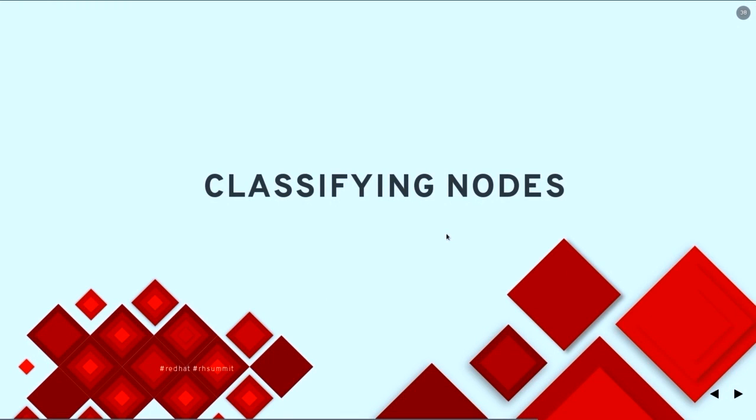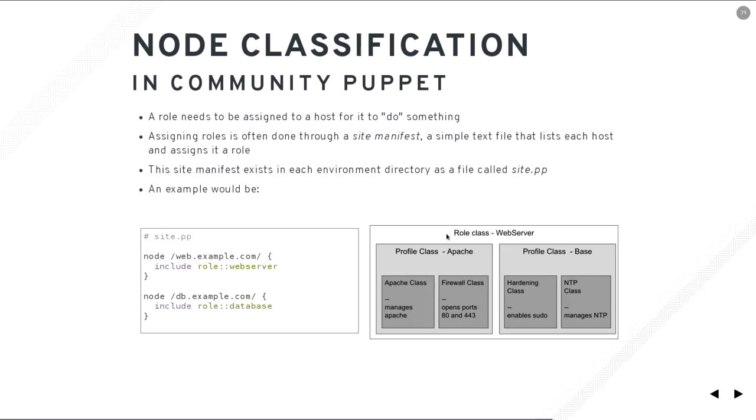So the final one, and this is not a long story for Satellite, but it needs to be mentioned for community Puppet, I think, is how do I attach that role that I defined to a system? Because a role by itself doesn't mean anything. It needs to be applied to a system to actually do something. Most of the time, in most Puppet deployments, you will use something for that called a site manifest, which is a text file that lists all of your systems and says, this system, that role, this system, that role, this system, that role.